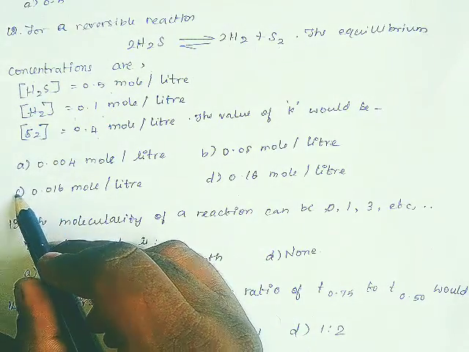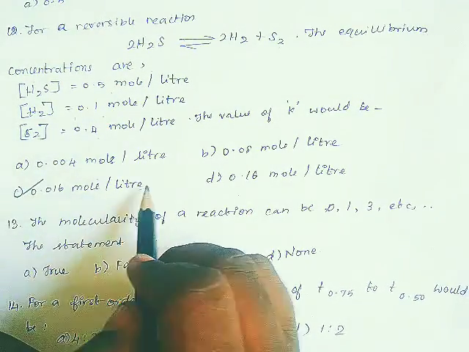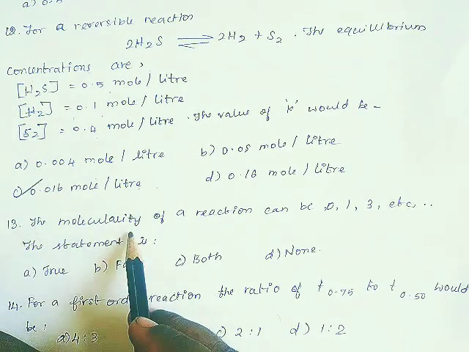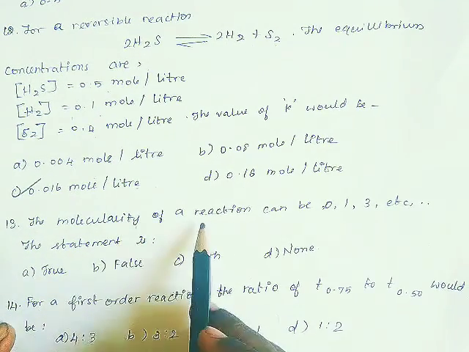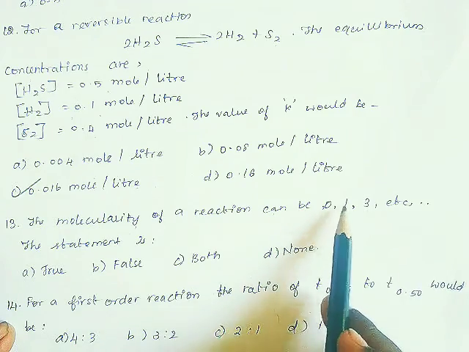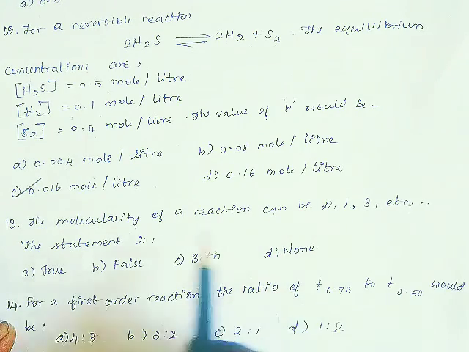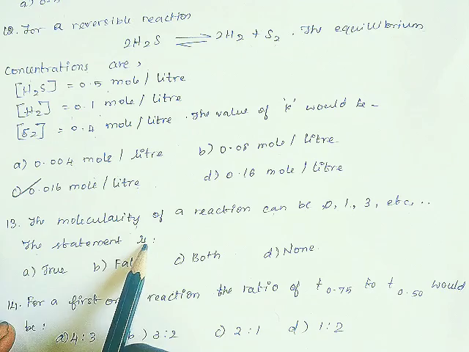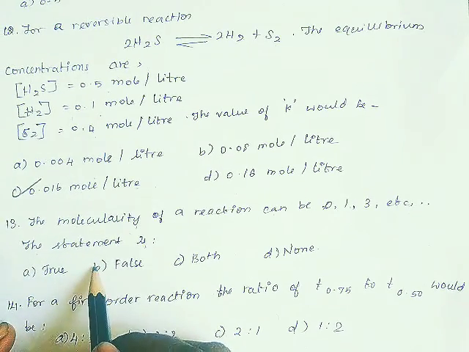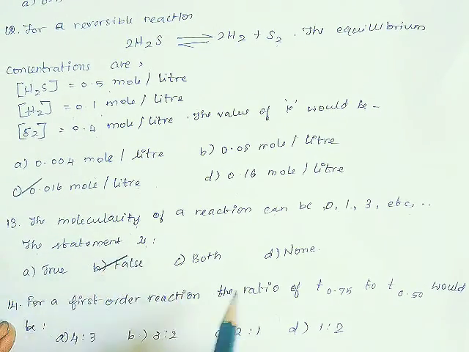option C, 0.016 mole per liter. Next, 13th question. The molecularity of the reaction can be 0, 1, 3, etc. The statement is, the correct answer is option B, false.